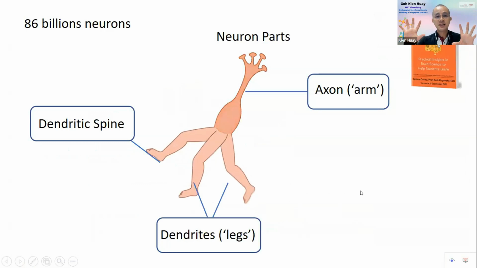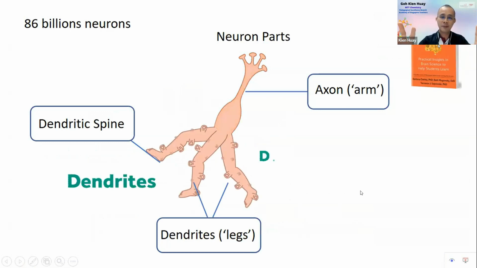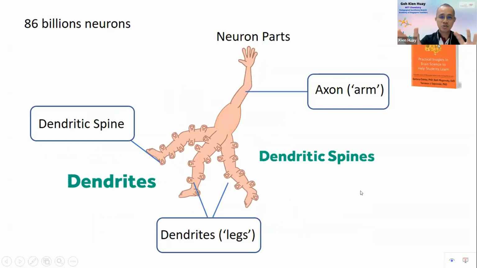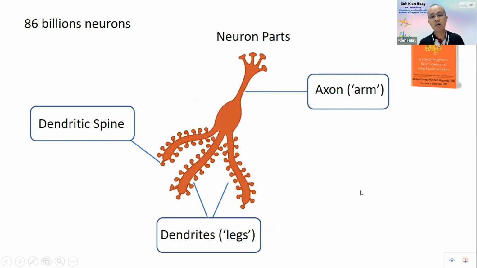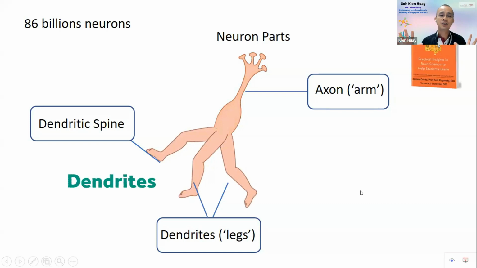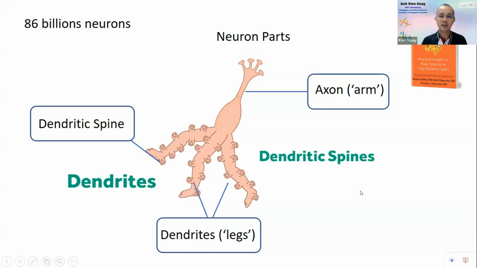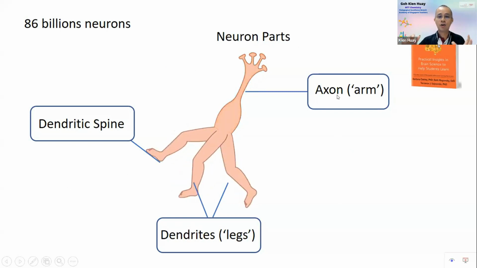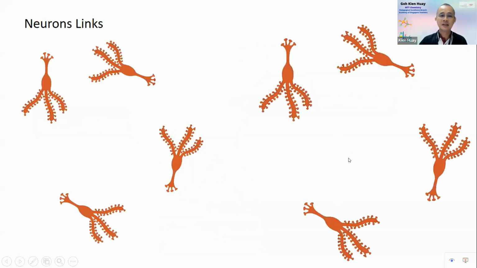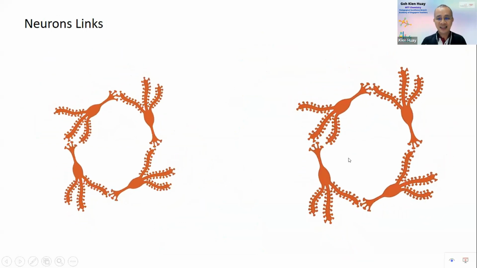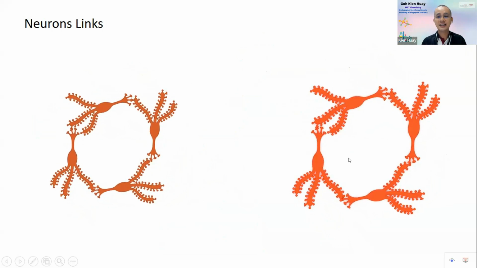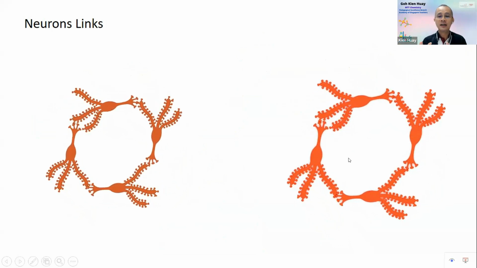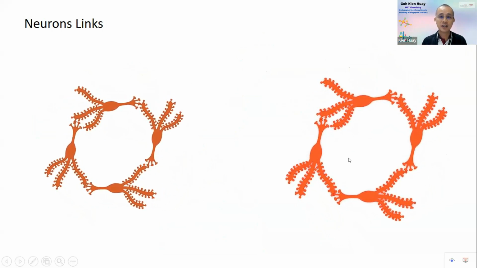So this is basically how neurons look. They are trying to use legs to describe it. We have 86 billion neurons in our brain. This is how the neuron actually looks, the neuron parts: the dendritic spine, the dendrites, and the axon. And what happens is the neurons will link when there's learning. So this is how neurons connect to each other when you're learning.